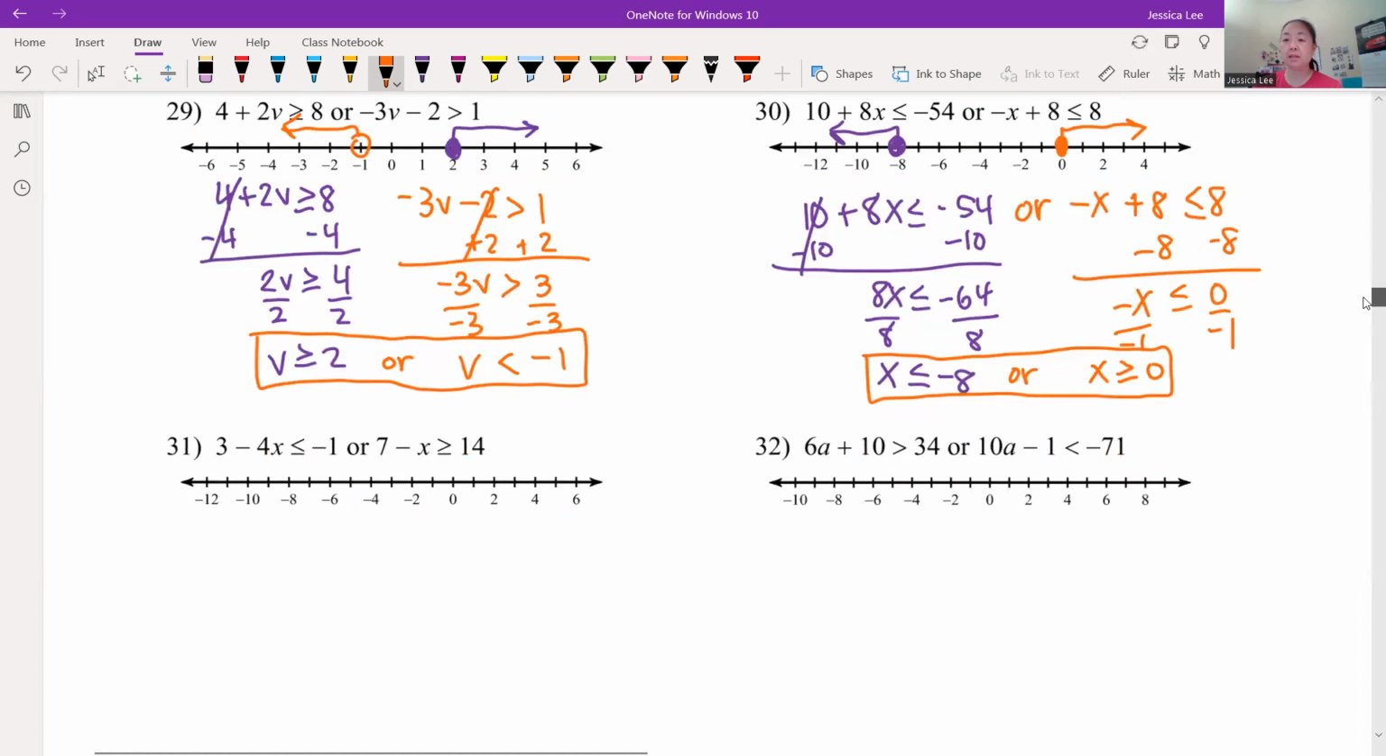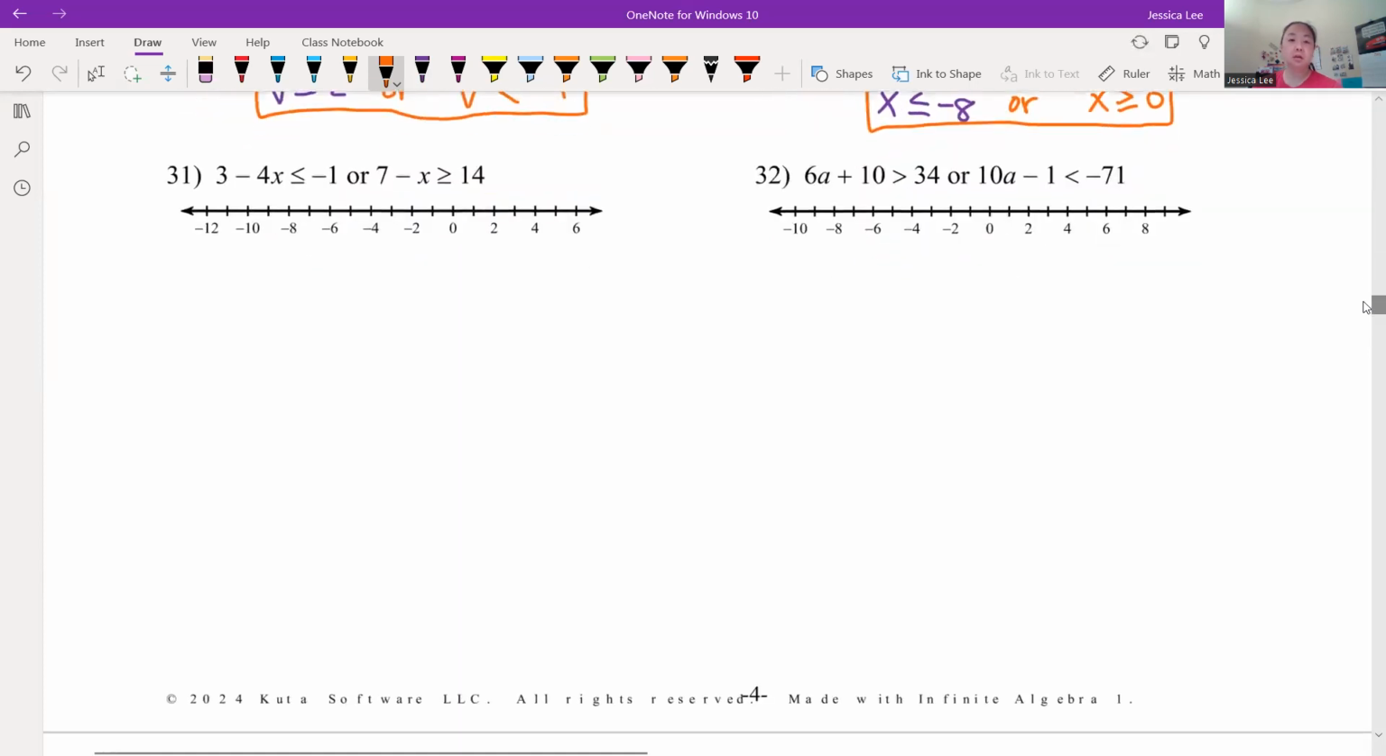Okay, and our last two of these kinds. Again, please practice these. All right, so I'm going to just copy this down. 3 minus 4x is less than or equal to -1. And subtract 3 on both sides.